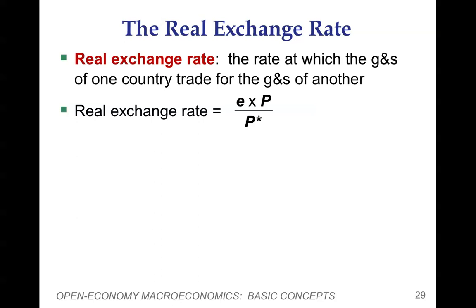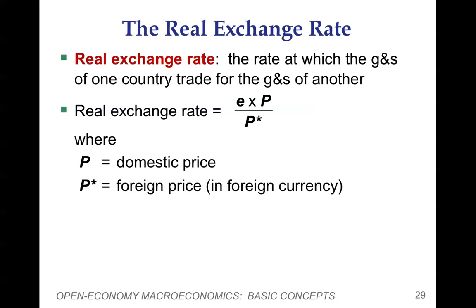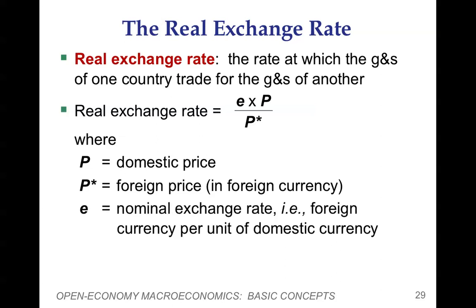The real exchange rate formula is E times P divided by P star, where P is the domestic price, P star is the foreign price, and E is the nominal exchange rate, i.e. foreign currency per unit of domestic currency.